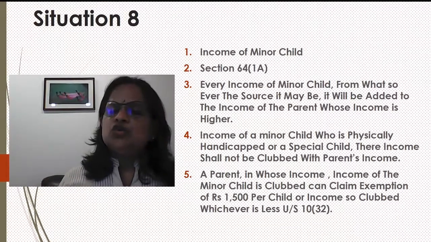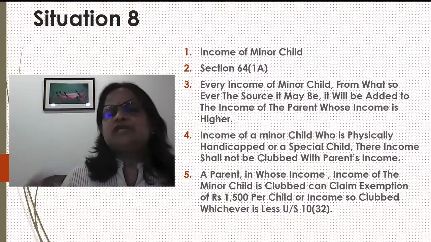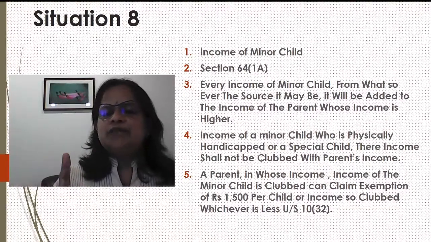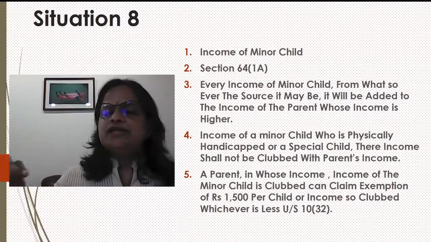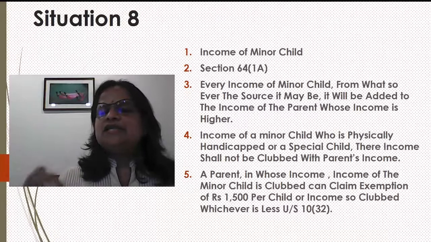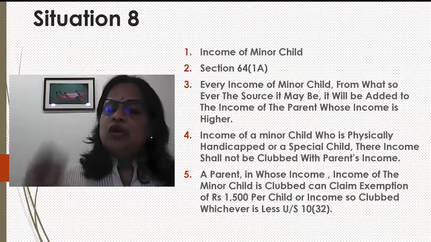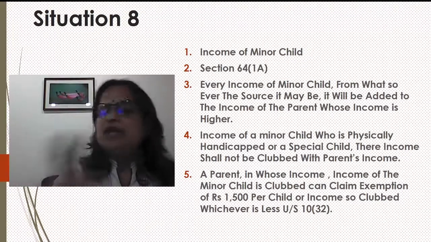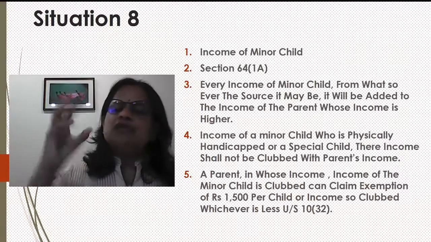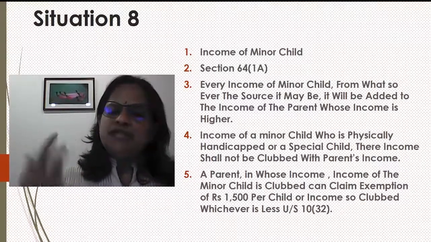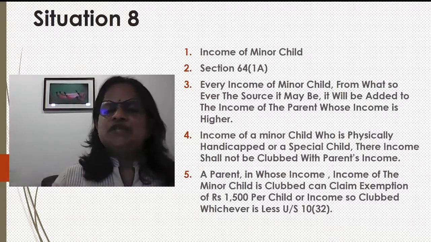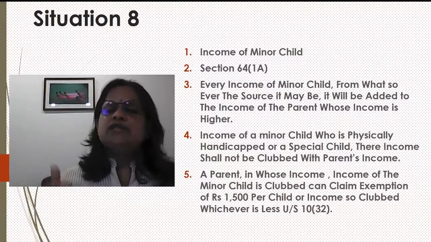Now, a parent in whose income the income of the minor is clubbed can claim an exemption of rupees 1,500 per child. For example, if one child's income is included with the income of the parent, only 1,500 or the income so clubbed, whichever is less, can be claimed as an exemption. It's for one year, it's only 1,500. Usually I've seen that students write 1,500 per month. It's not per month. For the entire year, 1,500 per child. If the parent is claiming for 2 children, 3,000 he can claim, or the income so clubbed, whichever is less. This is as per section 10(32).